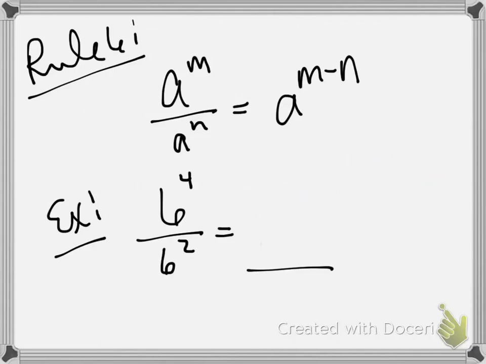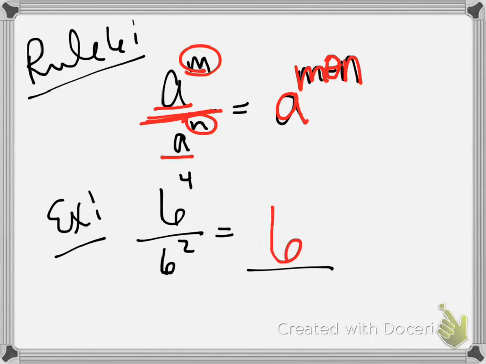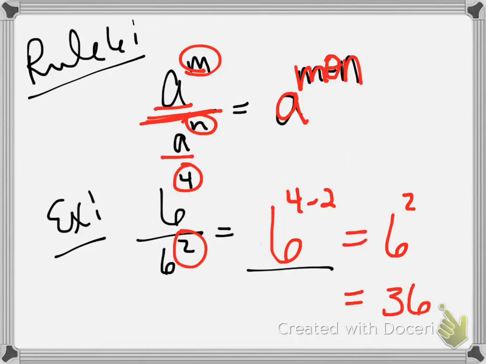Rule number 6 says if I have the same base, so I have a to the m divided by a to the n, the division tells me to subtract. So I keep the base a and I subtract the exponents m minus n. So for my example, I'm going to keep the base 6 and I'm going to subtract top minus bottom, 4 minus 2, which would make this be 6 to the second power. And if I wanted to, I could even go ahead and say that's just 36.